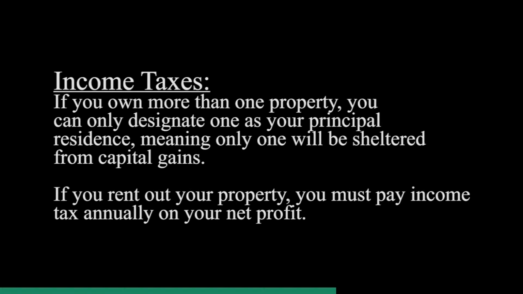Income taxes. If you sell your principal residence, you are sheltered from the capital gain on that property, provided that it is your principal residence. Just note that if you own more than one property concurrently, you can only designate one property at a time as your principal residence, meaning that you are subject to incurring a capital gain on the appreciated value of the other property when it is eventually sold. If you're primarily renting out your property, you are subject to paying income tax based on the net profit from that rental property annually. When you sell your principal residence, you're not subject to capital gains tax.